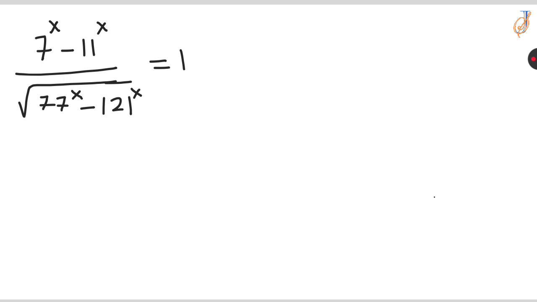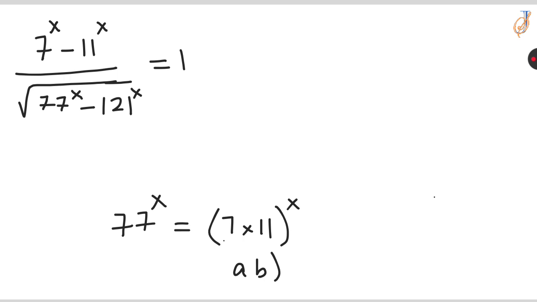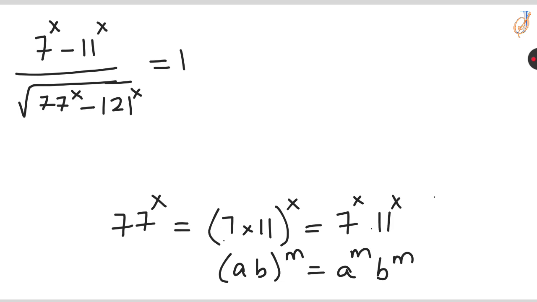In the denominator we have 77 raised to the power of x. We can write this as (7 times 11) whole raised to the power of x, isn't it? Now it is in the form (a times b) whole raised to the power of n, and we know that we can write this as a raised to the power of n times b raised to the power of n. Similarly, (7 times 11) raised to the power of x, we can write as 7 raised to the power of x times 11 raised to the power of x.